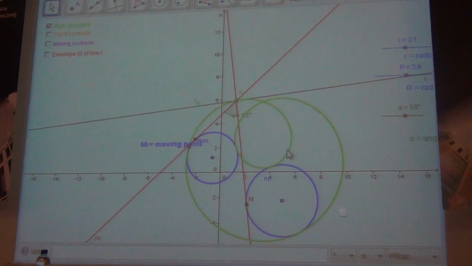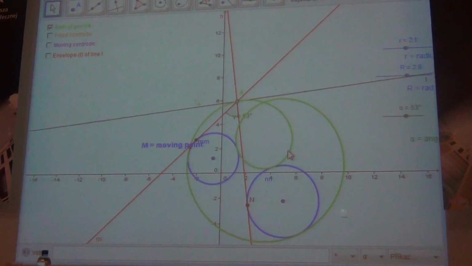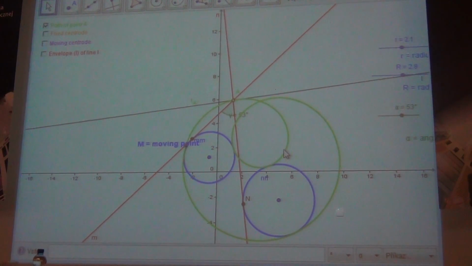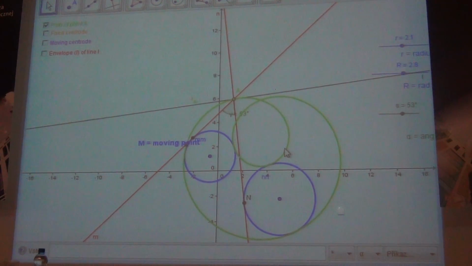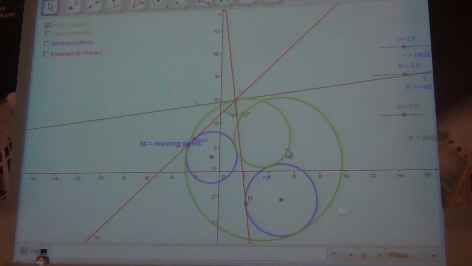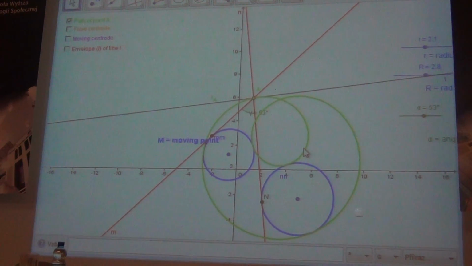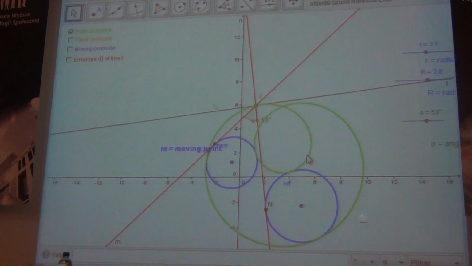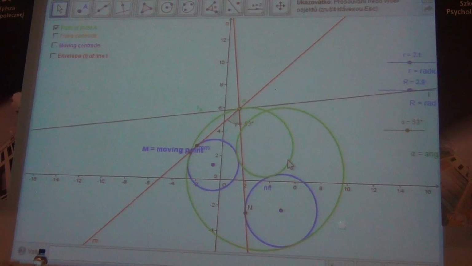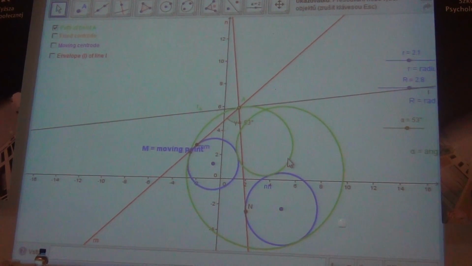My students have to construct the results of the curves and the envelopes and the paths by hand. And sometimes it's very difficult to imagine how these curves look. So these dynamic worksheets can be very suitable to imagine the situation in the plane.